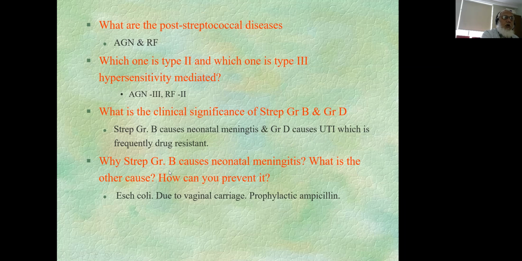Why does Streptococcus group B cause neonatal meningitis, what are the other causes, and how can you prevent it? Because it is a resident or normal flora of the female genital tract. Escherichia coli also causes neonatal meningitis due to vaginal carriage, and prophylactic ampicillin should be given to the carriers.